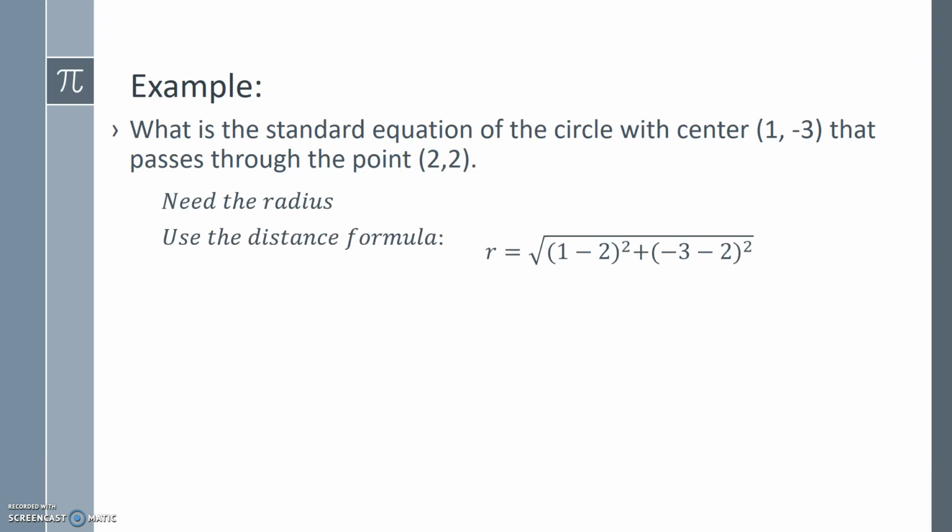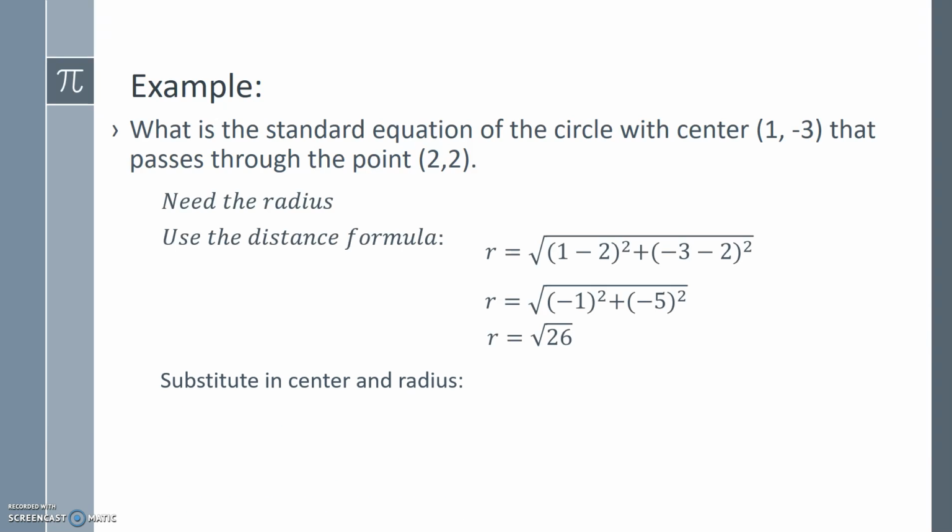1 minus 2 and negative 3 minus 2. 1 minus 2 is negative 1. Negative 3 minus 2 is negative 5. Square them and add them. We should get 26. So the radius represents the square root of 26. But when I go to write the standard equation of this, keep in mind that we're going to be taking whatever the radius is and squaring it. When I square a square root, I just get back whatever's underneath. So I have (x - 1)^2 + (y + 3)^2 = and the square root of 26, when I square it, is just going to be the number 26.